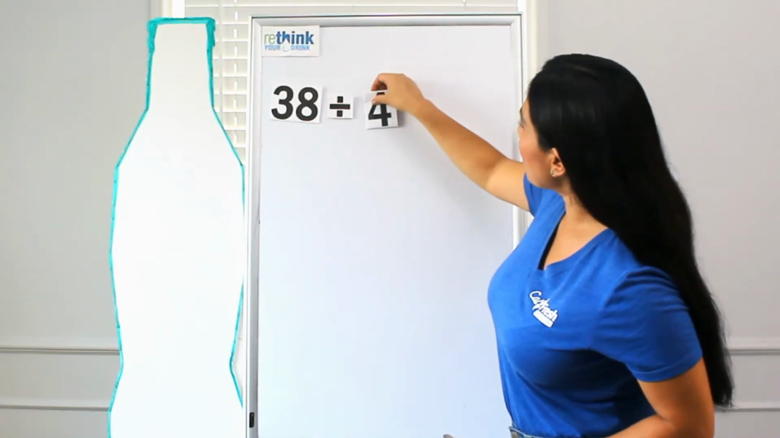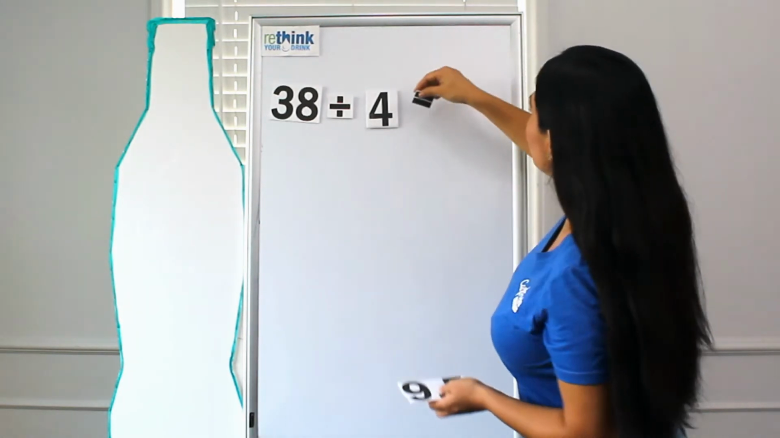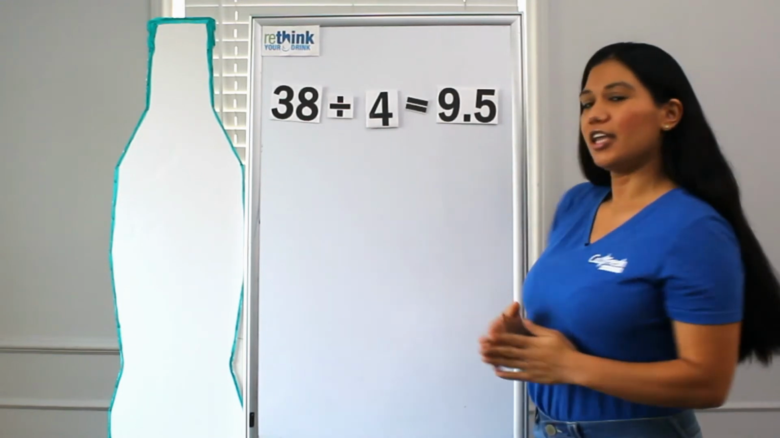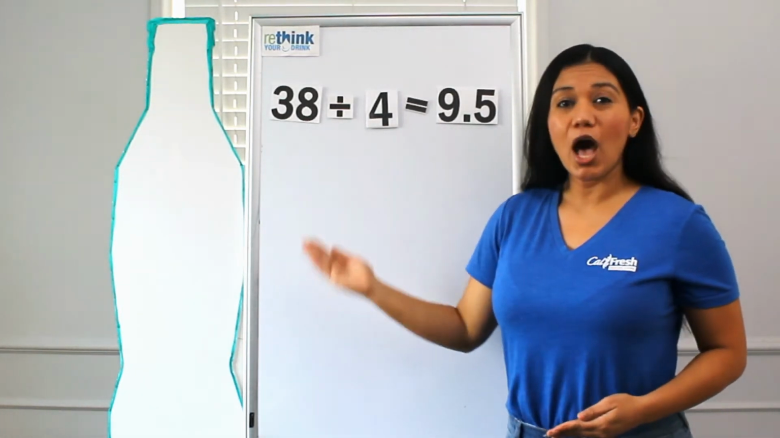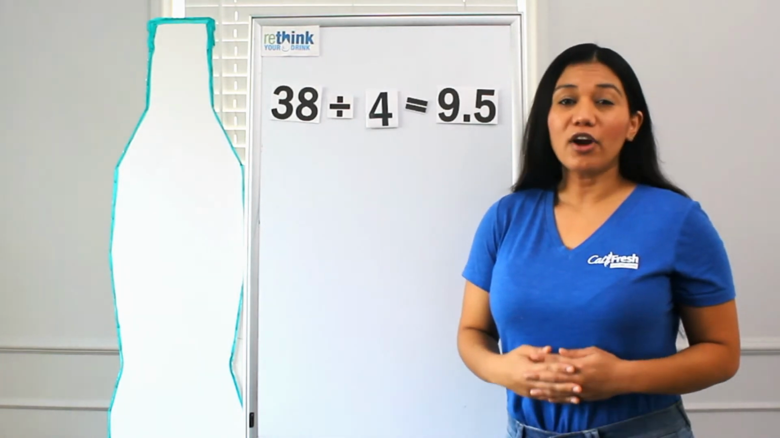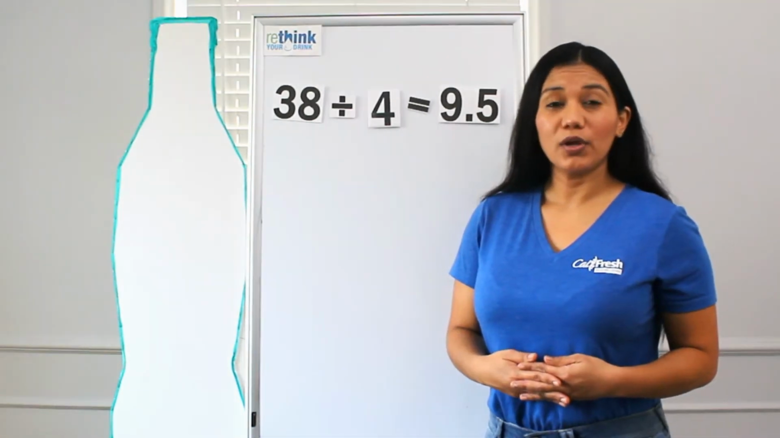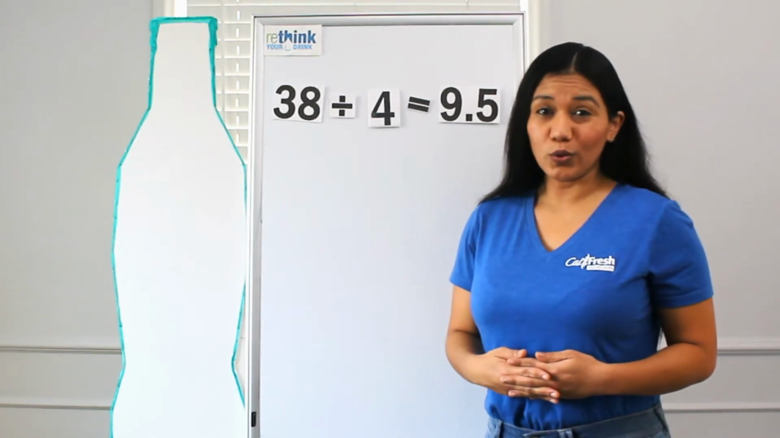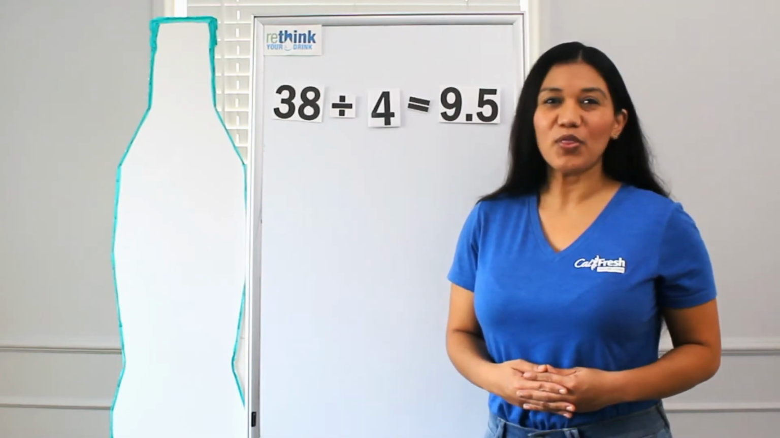38 grams divided by 4 is equal to 9.5. That means that for every portion of this 24-ounce bottle of soda, there are 9.5 teaspoons of sugar. Now, is this the total amount of sugar for the whole container? What do you think? Let's move to step 3.